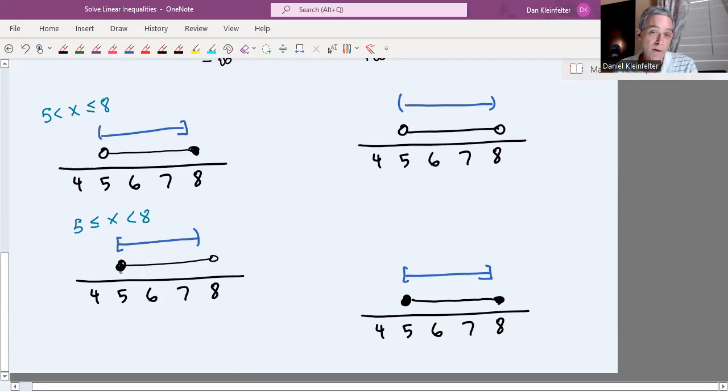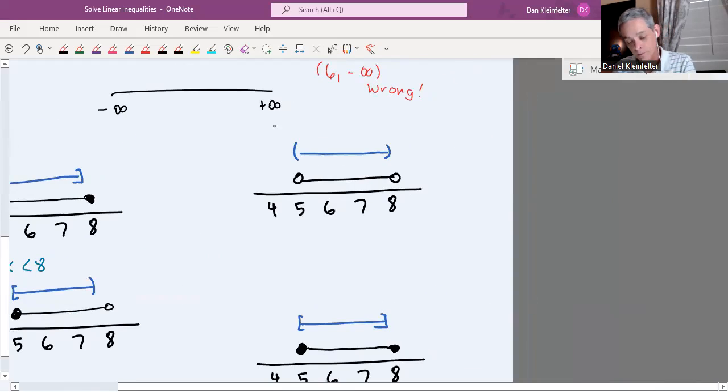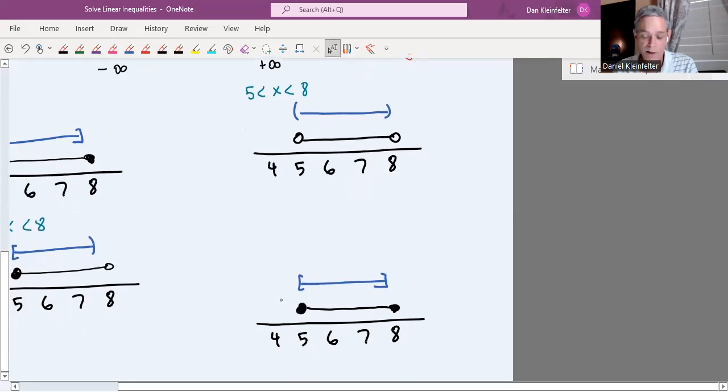So here the or equal to is on the 5 side, but there's no or equal to on the 8 side. Here, we'll have 5 is less than x is less than 8. Neither of these have the or equal to in them because the 5 and the 8 are both not included. And the last one, we'll have 5 is less than or equal to x is less than or equal to 8. Both 5 and 8 are included.